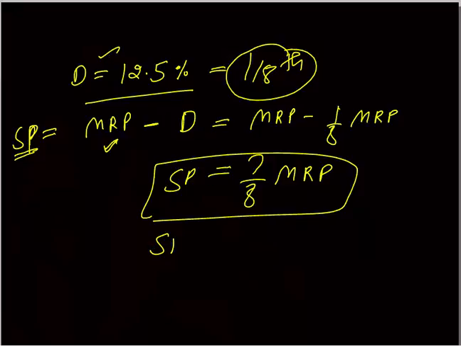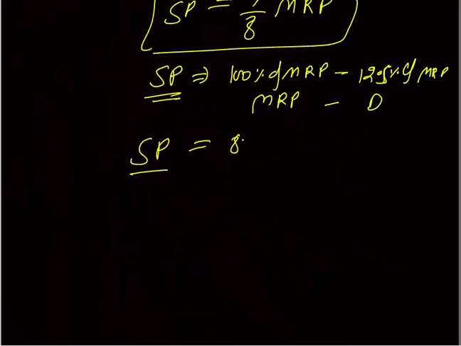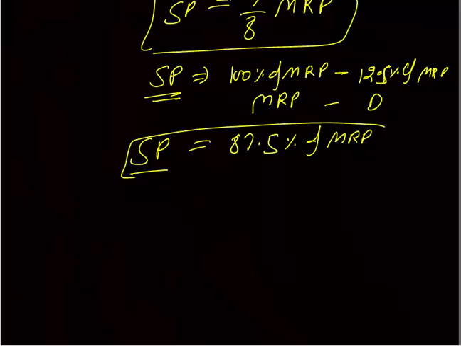Or in decimal terms you can give it like this: 100% of MRP minus 12.5% of MRP. This is MRP. Everything is 100% of itself minus discount. Discount is always calculated on MRP. So you will straight away write selling price is 87.5% of MRP.